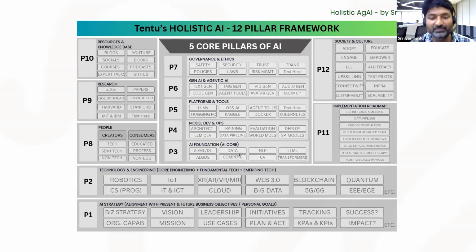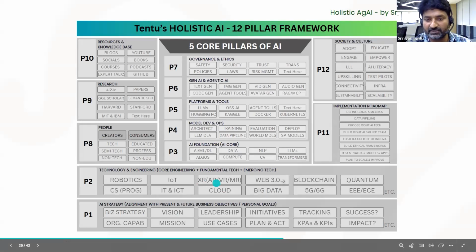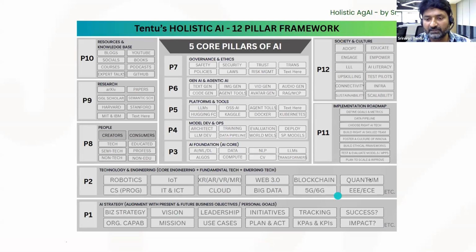Nvidia, why did Nvidia become such a huge company in the last 5 to 10 years? Just because they were the only company developing all these GPUs, XR and AR and all those things, Web3, blockchain, quantum. These fundamental things along with the AI foundation, if you know them, definitely you are in a strong position to think clearly and to align with what is coming.